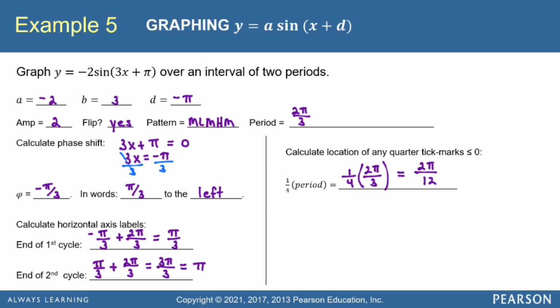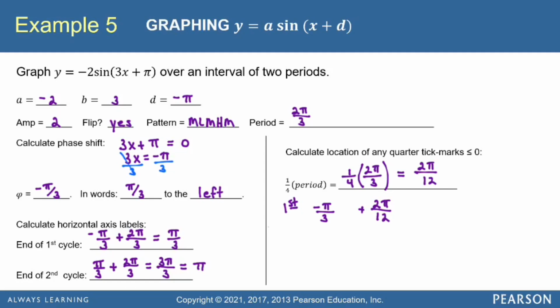So remember, our strategy is to start at the beginning of the first period, which is at negative pi over 3, and add a quarter of a period to that, and we keep adding a quarter of a period until we get something positive, so that we know which tick marks go to the left of the y-axis and which tick marks go to the right of the y-axis. So let's start here with negative pi over 3 plus a quarter of the period. Now, I know that this could be reduced, but it would reduce to pi over 6, and I would still have to get a common denominator here because I would have a 3 and a 6. So there's really no use for me to reduce it right now.